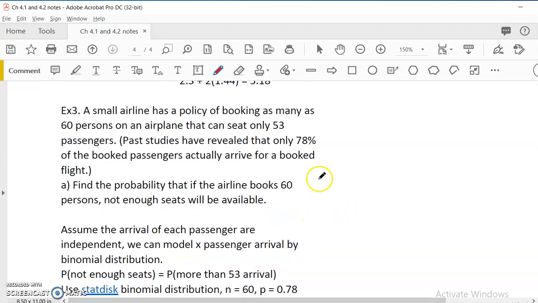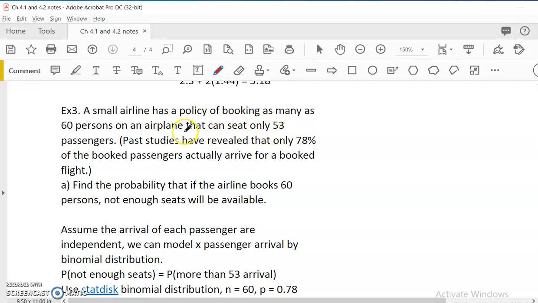The last example I want to do has to do with an application. Suppose you know that booked passengers book flights, but for various reasons they might not show up. In this particular airline, they find that there is a 78% chance that a booked passenger will actually arrive, so there's a 22% chance that a passenger won't arrive for a flight. So this small airline, because sometimes people don't come and they don't want to waste the seat, books more than is required for a flight.